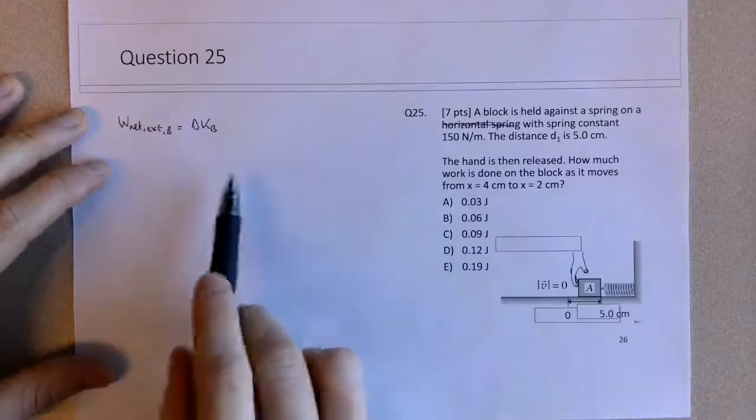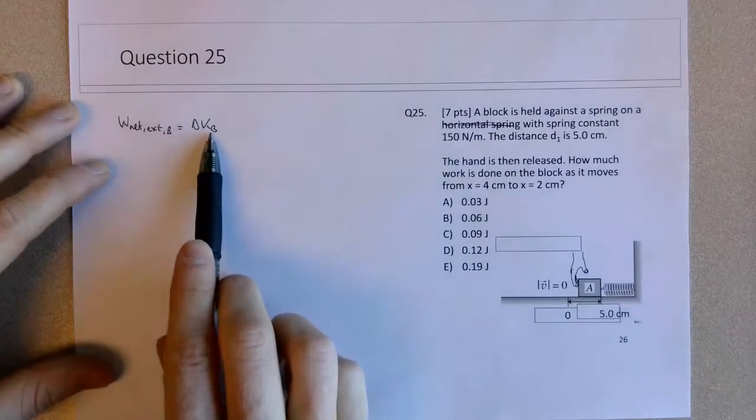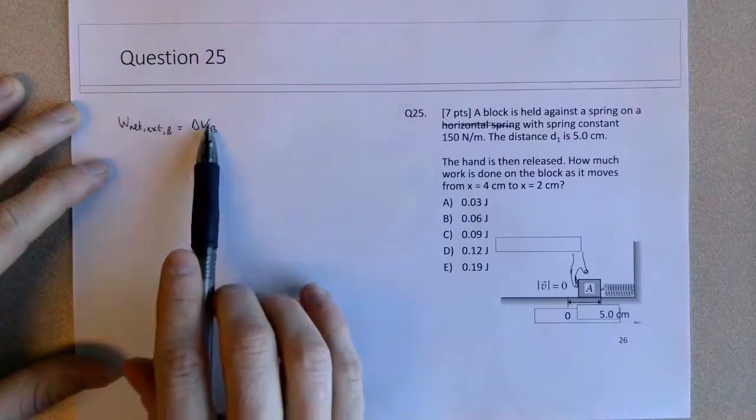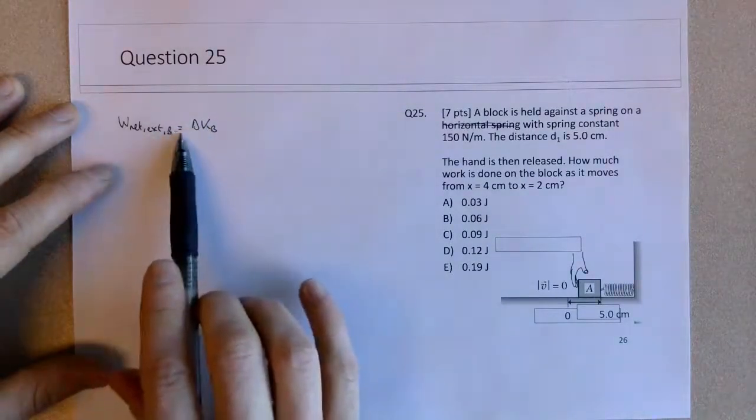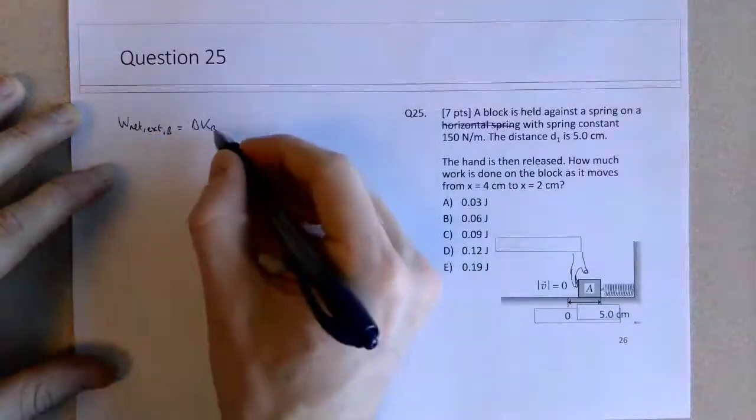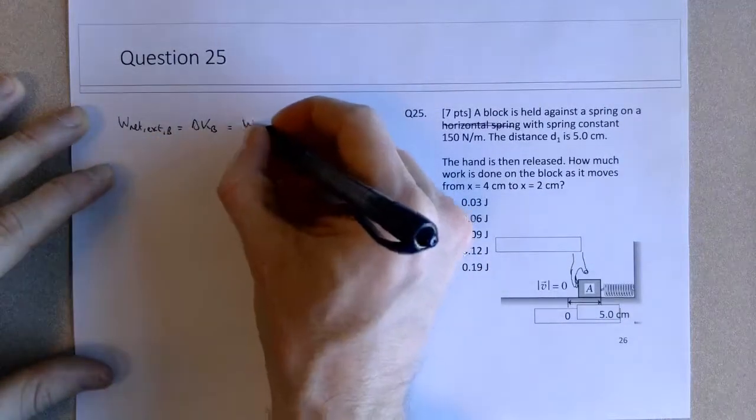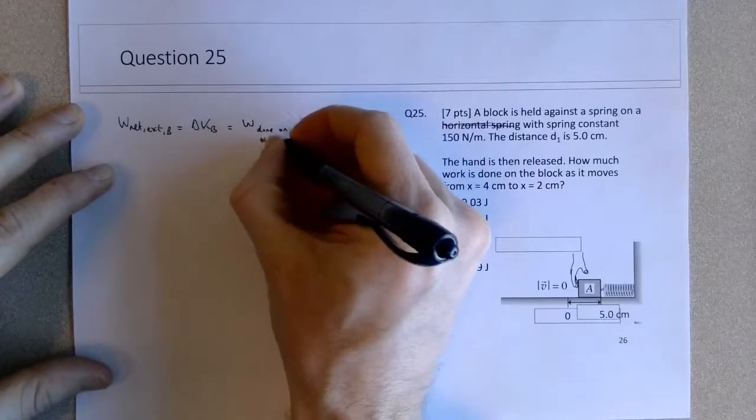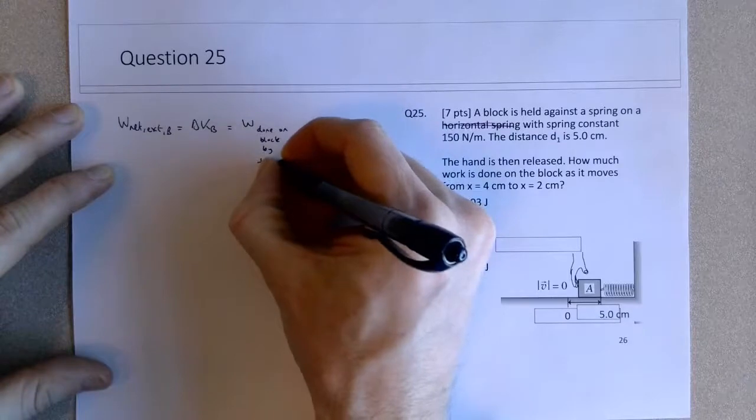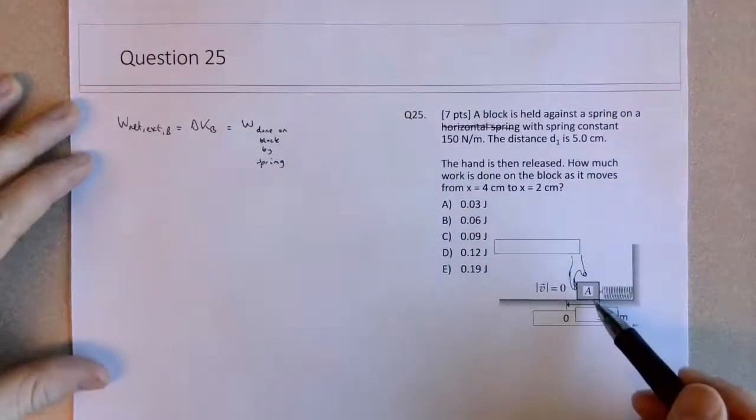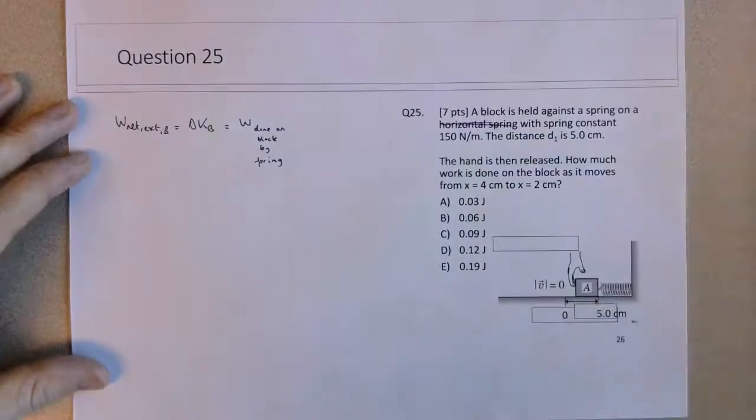So we don't have the mass of the block, and we don't have the change in the speed of the block, so this is sort of a dead end. This is where you have to ask yourself, what's doing work on the block? The net external work on the block is equal to the delta K of the block, but it's also equal to the work done on the block by the spring. That's the only force that's doing work on the block.